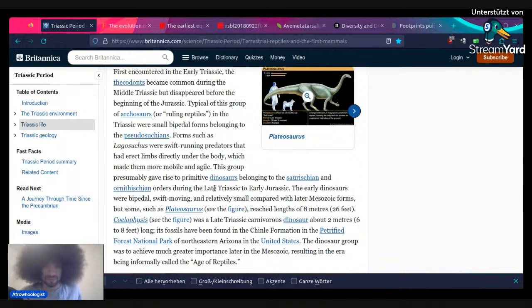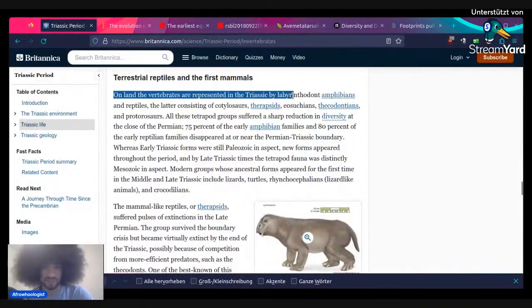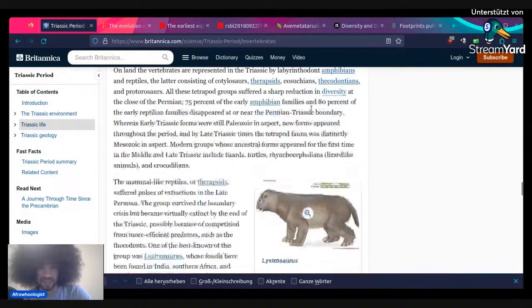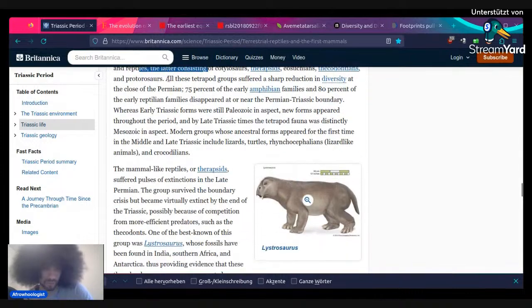From the Jurassic period, and then you have the Therocephalians, which I'll get into in a minute. But on the land, the Triassic is represented by labyrinthodont amphibians and reptiles, and so we see all of these different types of interesting reptiles that also went extinct during the Triassic or at the end of the Triassic in the end-Triassic mass extinction.